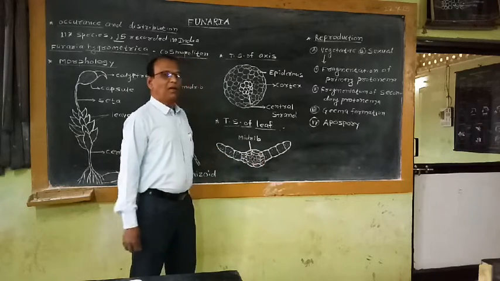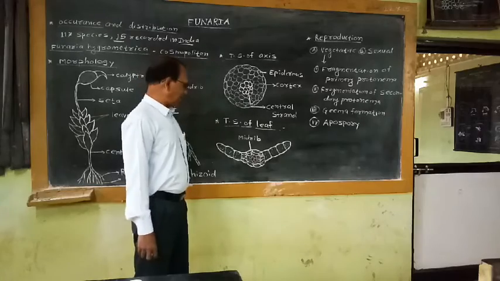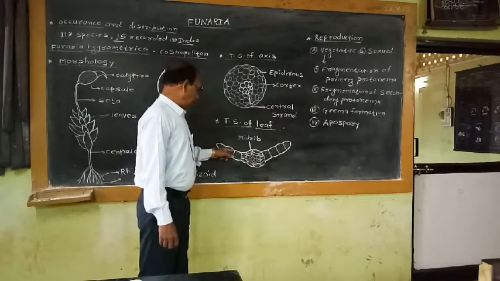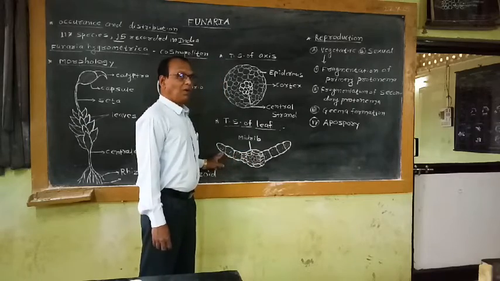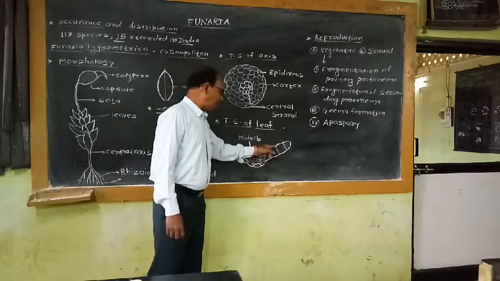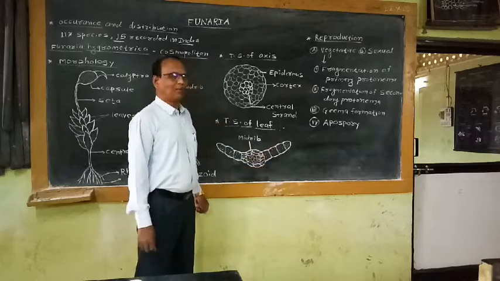These cells are having more chloroplast. The layer of the cells are also lacking stomata as well as cuticle.